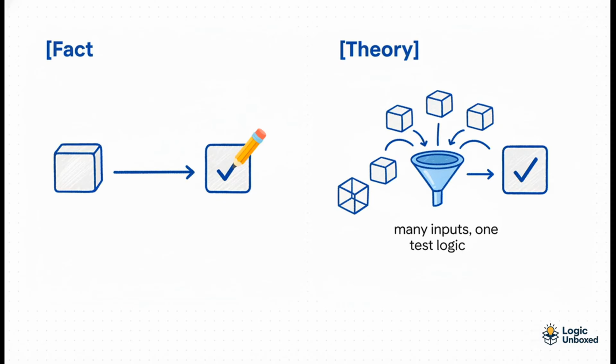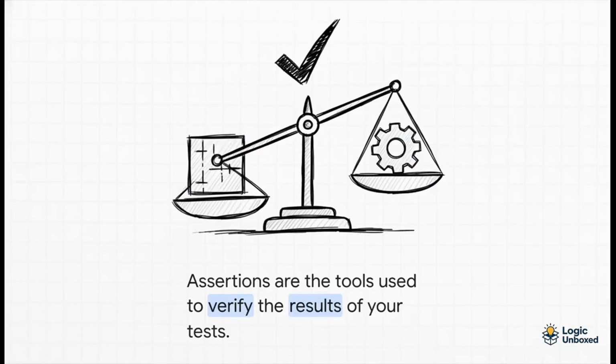A Theory, on the other hand, is way more flexible. It's for parameterized tests where you can feed it multiple sets of data, like testing a calculator with positive numbers, negative numbers, and 0, all with the same piece of test code. So you run your test, but how do you actually know if it passed or failed? Well, that's where assertions come in. These are simple commands like Assert.Equal or Assert.True that check if what you actually got matches what you expected to get. This is the moment of truth for your code.